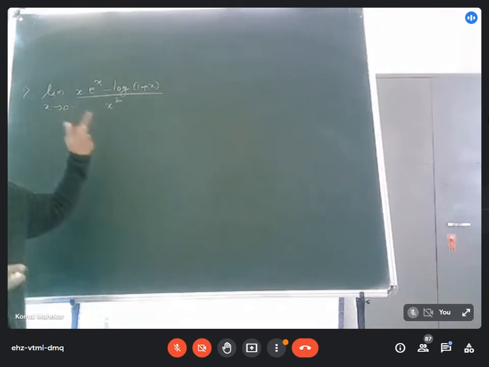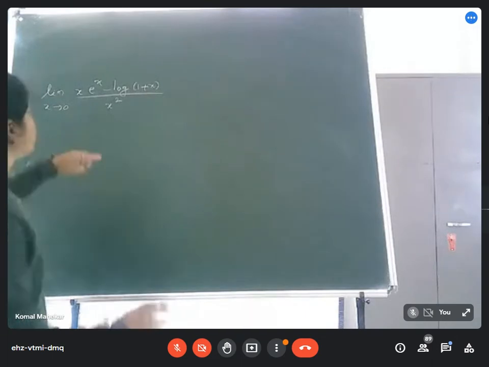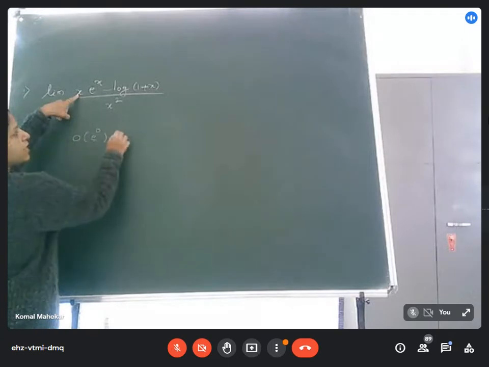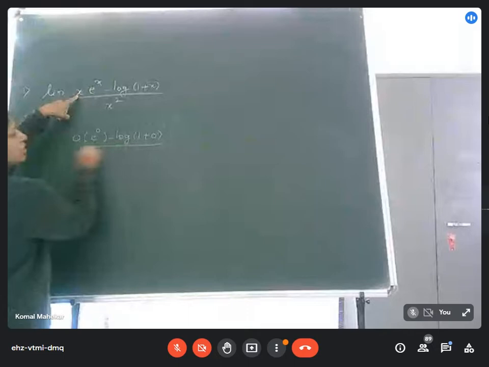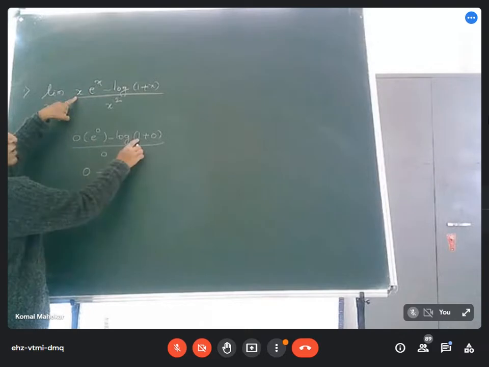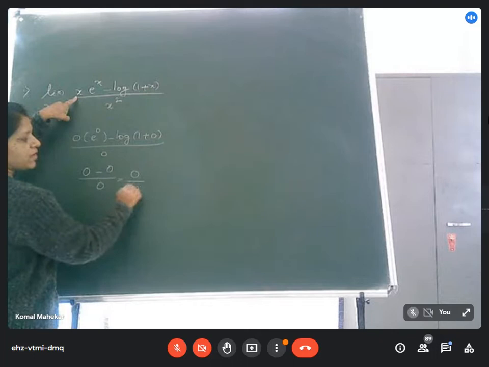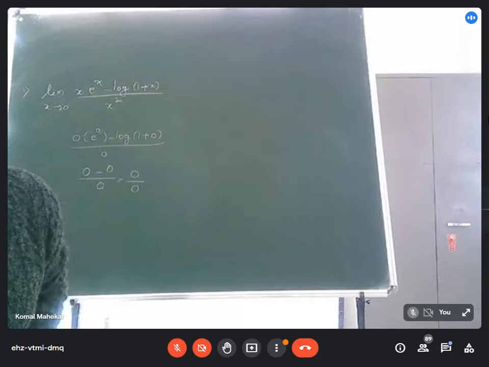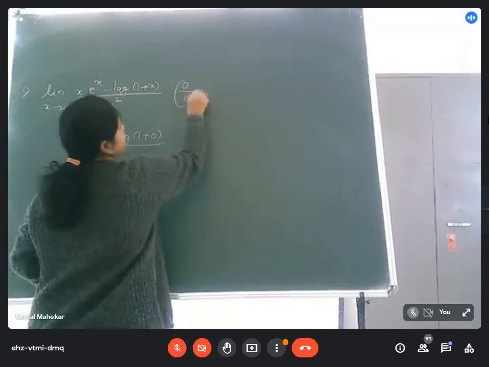Putting the value x equals 0 in the limit, what do we get? This becomes 0 into e raised to 0 minus log of 1 plus 0, upon 0 square. But 0 into e raised to 0 is 1 into 0, that is 0, minus log of 1, that is also 0, upon 0. So 0 minus 0, that is 0 divided by 0. So the given problem is in 0 by 0 form. We will write here, this is the 0 by 0 form.